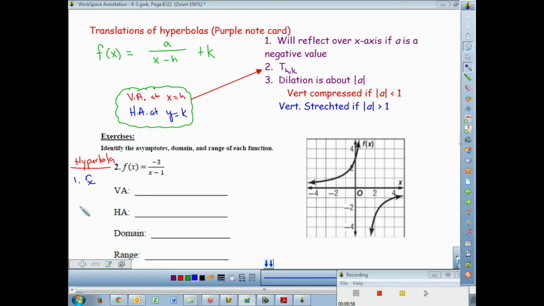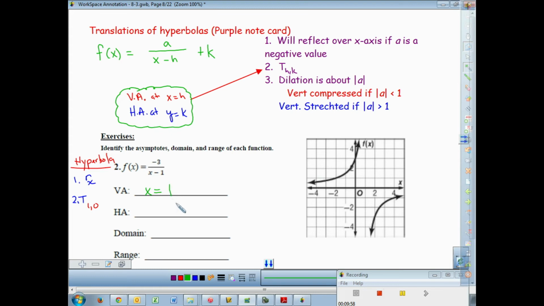Translation. Where did he go? 1, 0. Pretty cozy. Vertical asymptote. What variable is involved with a vertical asymptote, x or y? x equals how much? 1.